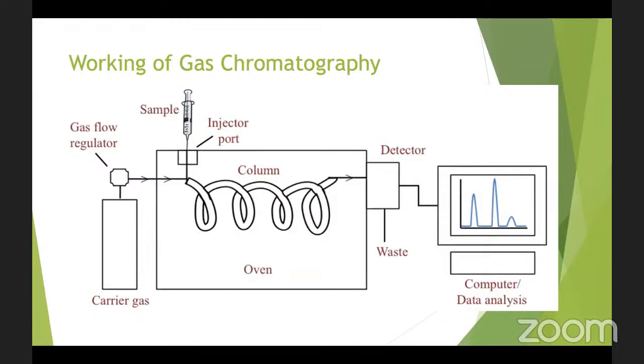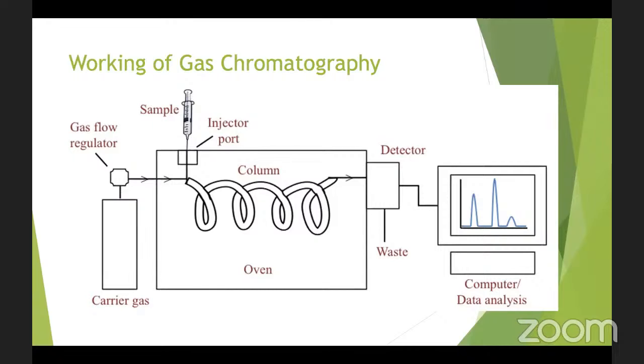Then the next is the oven, or the gas chromatograph. This is the box that holds the stainless steel gaseous column, and the length of this column is around 15 to 30 meters long, with a solid or liquid stationary phase.